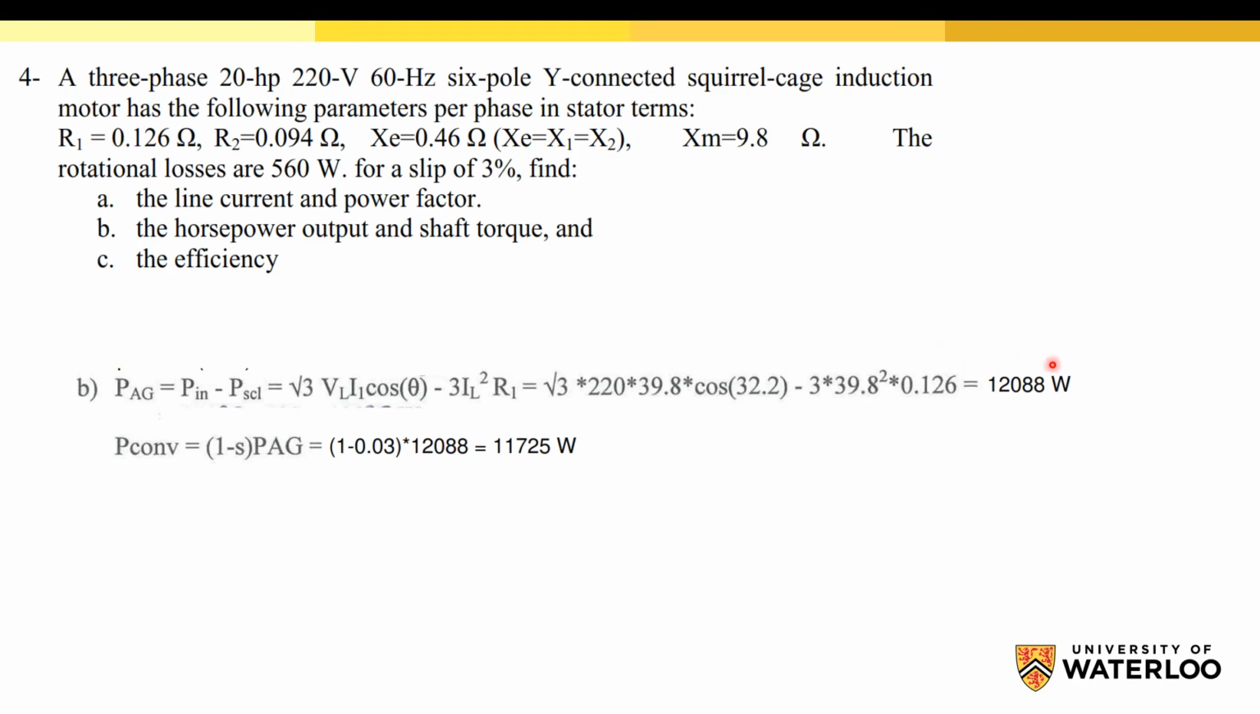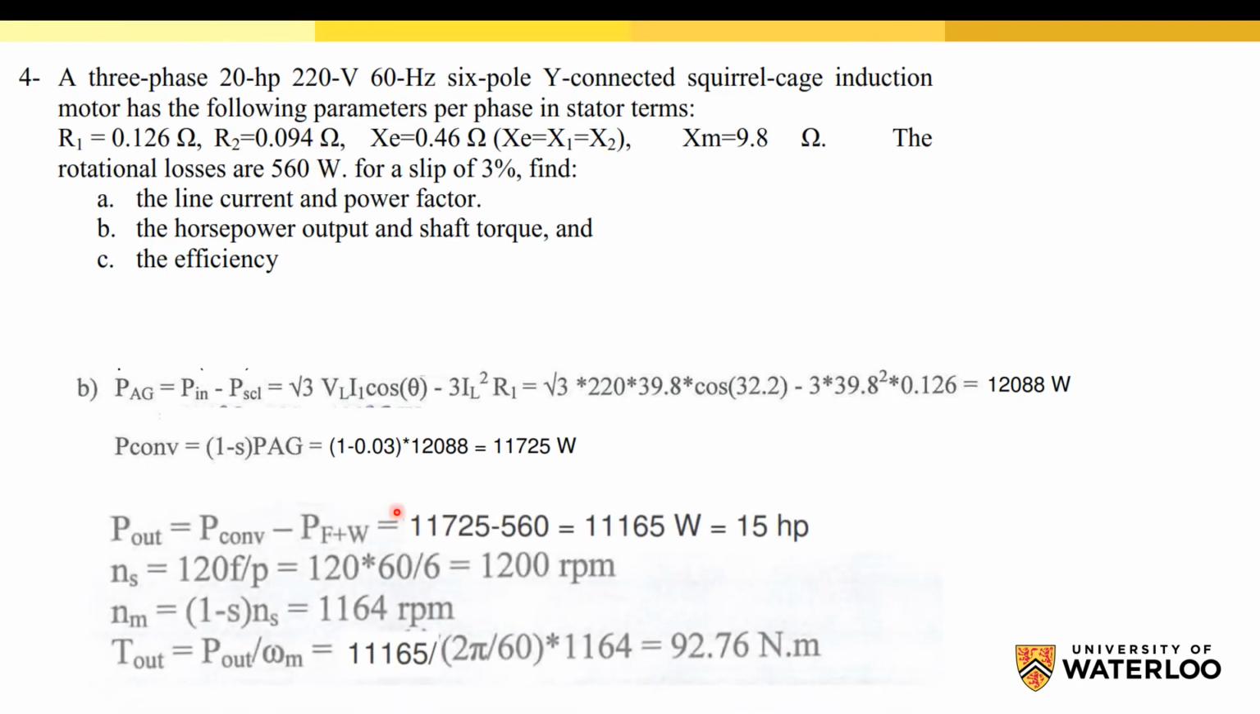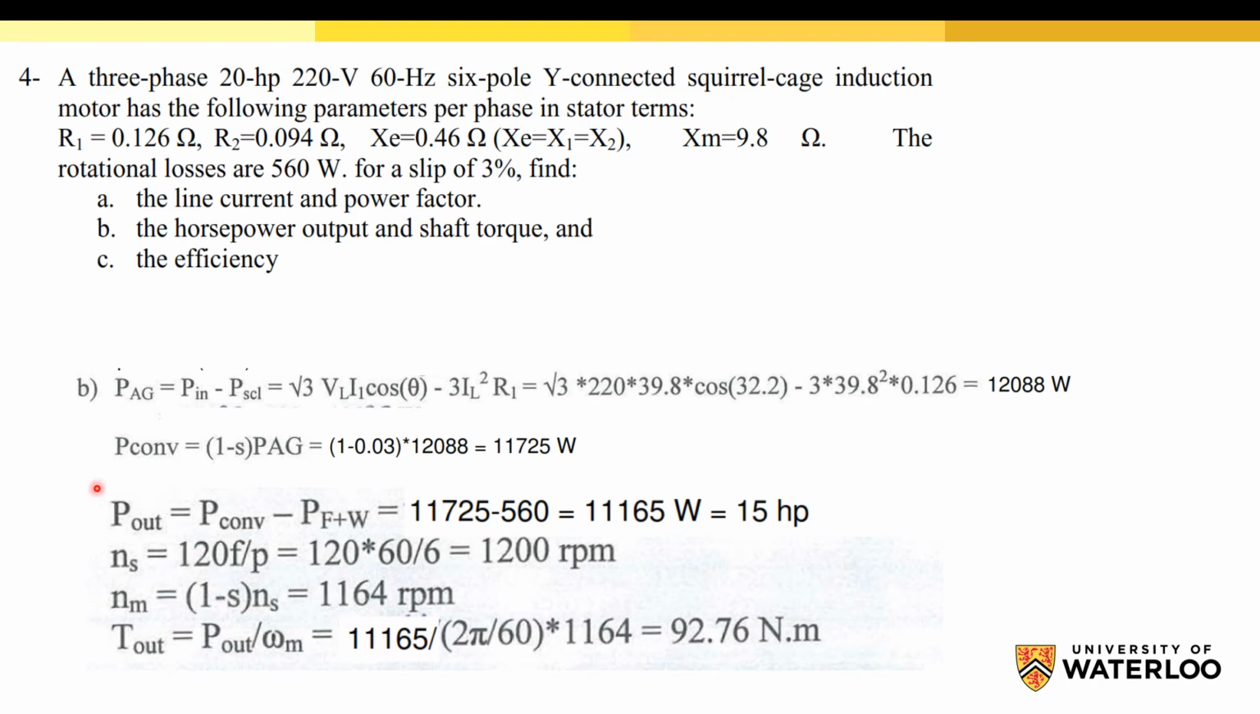And if we know the air gap power, we can convert this to the converted power by multiplying the air gap power by (1 minus S). So (1 minus S) times the air gap power is equal to the converted power, or the developed power. Now this is the developed power, and as you know, the developed power minus the losses is equal to the output power. So we can calculate the output power because the losses are given.